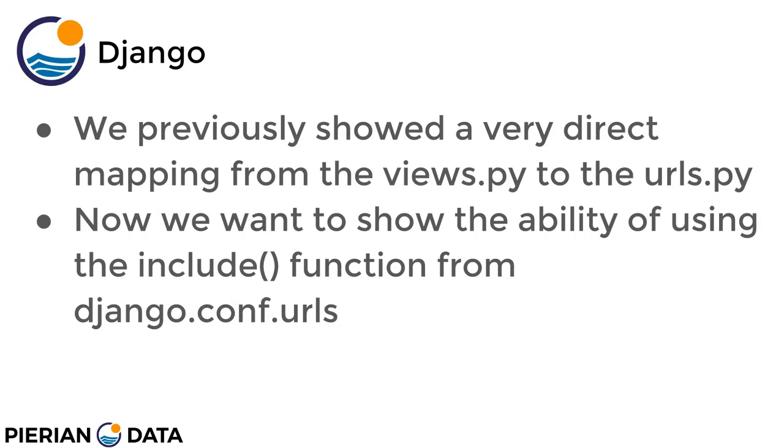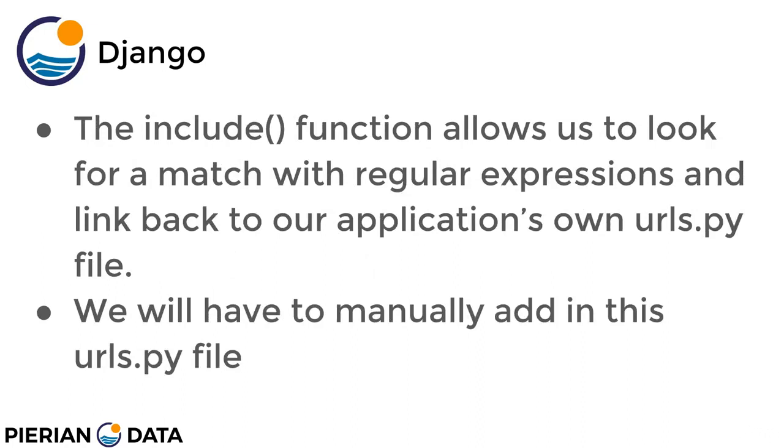Previously, we showed a very direct mapping that imported the views.py file directly into the urls.py of your project. So you are connecting your views of your application to the urls.py file of the project itself. Now what we want to do is show you the ability of using the include function that you can import from a Django module. The include function allows us to look for a match with regular expressions and link back to our application's own urls.py file. That way, each application has its own urls.py file.